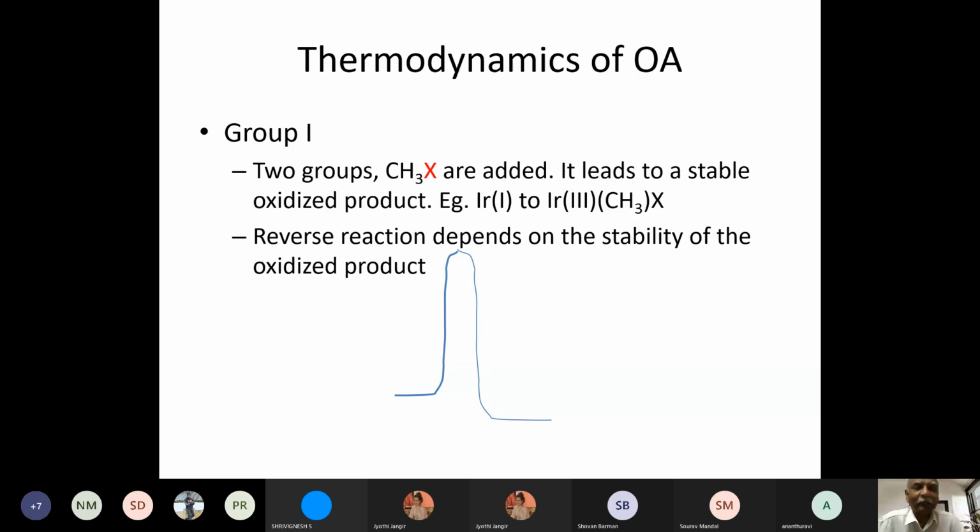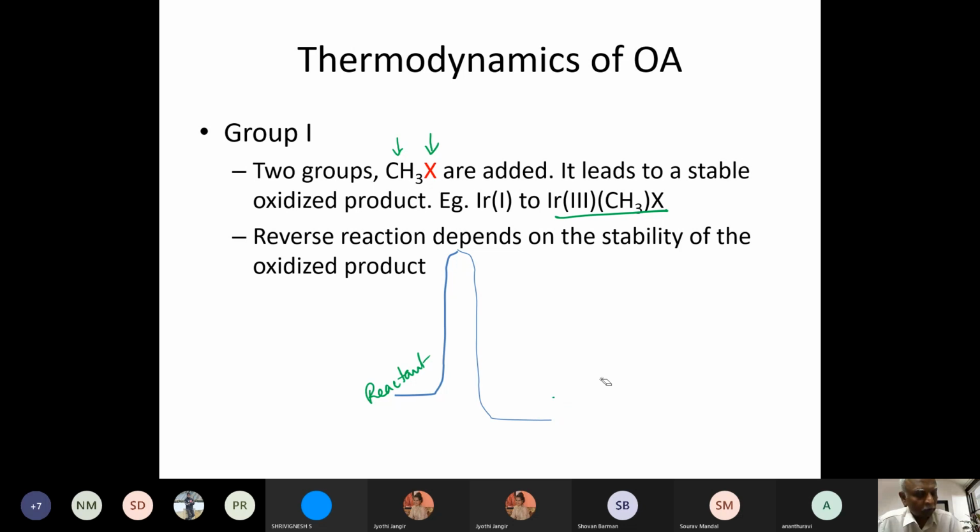But look at the thermodynamics of the whole process. Two groups, methyl group and X group. In the case of the well-studied Vaska's complex, methyl group and X group are added across the iridium. You have now got an iridium 3 CH3X species. The reverse reaction would depend on the stability of the product. So, for example, I have just given for you a sketch of a free energy profile.